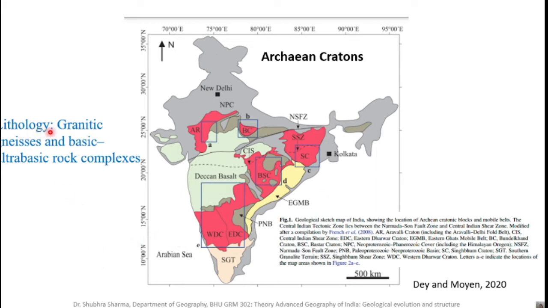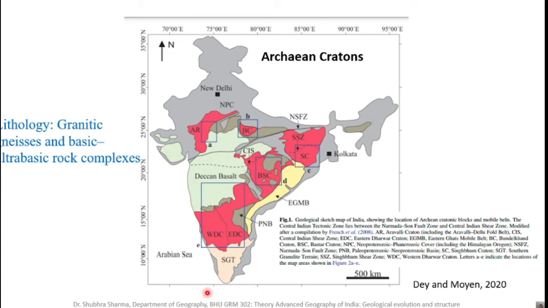So the rock types or the lithology of cratons which are located in the Indian Peninsula are dominated by igneous rocks, of course. And what types of igneous rocks? They are granites, they are gneisses. Also, we have basic and ultra basic rock complexes. Basic and ultra basic rock complexes means that these rocks are rich in magnesium and iron, and they are derived from the mantle of the earth. So the magma was derived from the mantle of the earth rather than the crust. And as that magma solidified, that led to the formation of Archean Cratons.